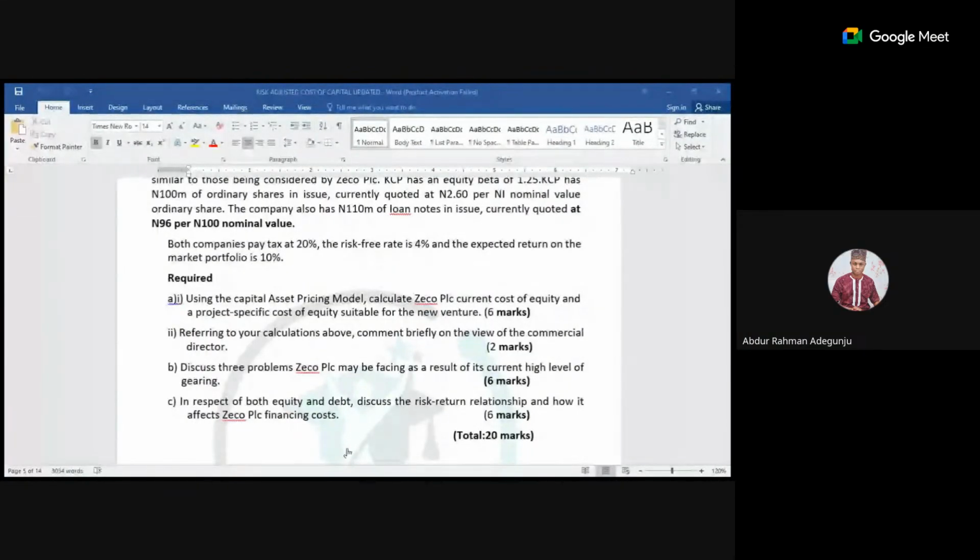Then having done that, we now use the two values gotten from ungearing and regearing to calculate the CAPM. We calculate the cost of equity using CAPM, that is the KE, plus the formula. And having done that, we now calculate the weighted average cost of capital.